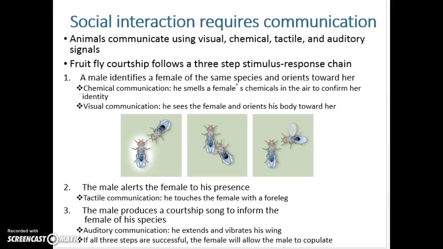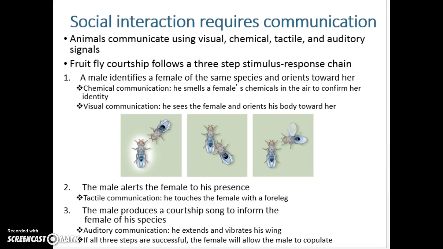This is part 4 of Chapter 51's lecture, and we left off talking about social interaction requiring communication, and that communication takes the form of a signal given off from one individual to another. So animals can communicate these signals using visual, chemical, tactile or physical, and auditory signals. And it's interesting because a fruit fly courtship actually has a number of these types of communication involved in it.